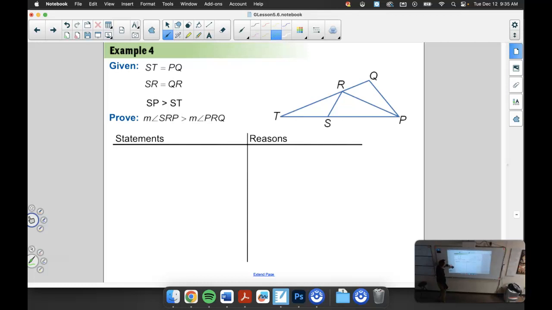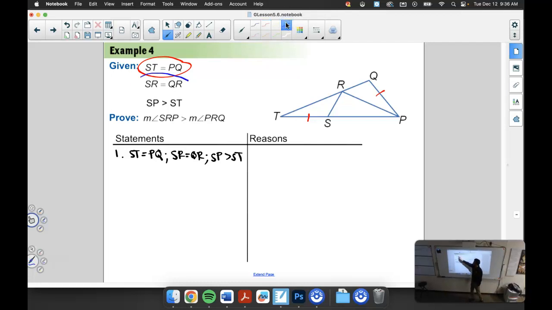Okay. So let's check out this one. I'm going to write out all this given stuff because I want us to see there's a lot that they told us. We'll try to do these one at a time. ST is congruent to PQ. ST is equal to PQ.